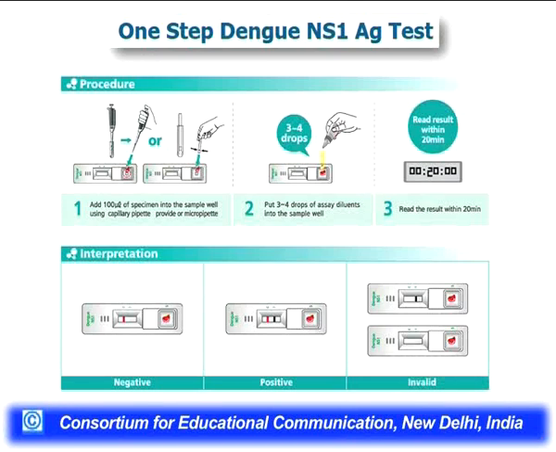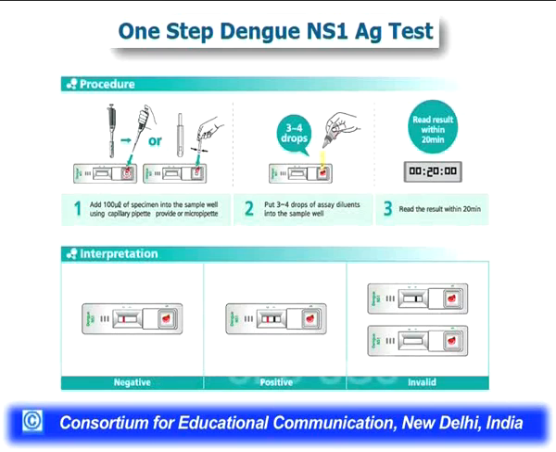And if the person has the NS1 antigen present within its blood, there will be an antigen-antibody interaction taking place, and a positive black line will be shown over here. In the case of a negative reaction, there won't be any positive black line shown. So just by looking at this simple test kit, we can easily make out whether the person is suffering from dengue or not.